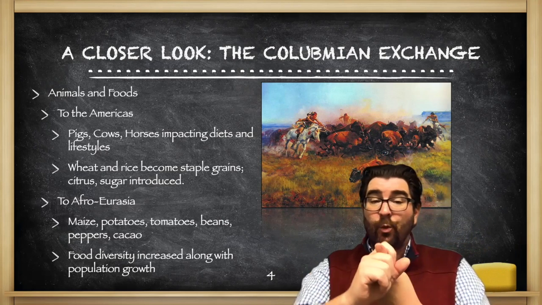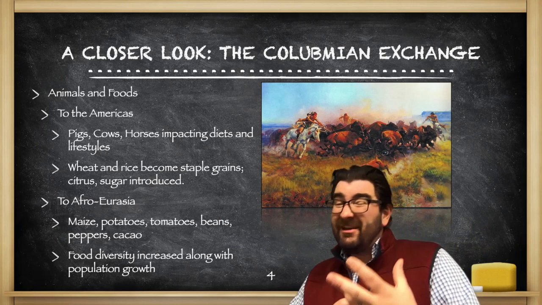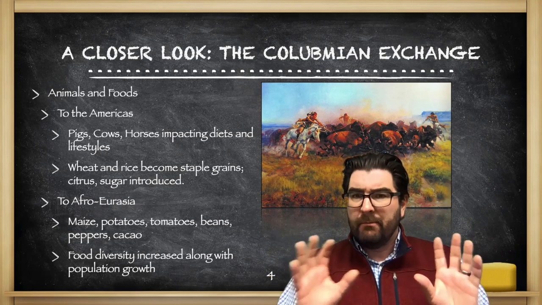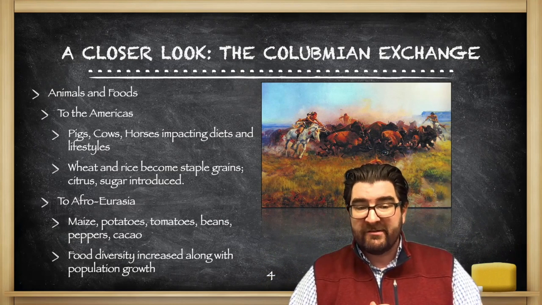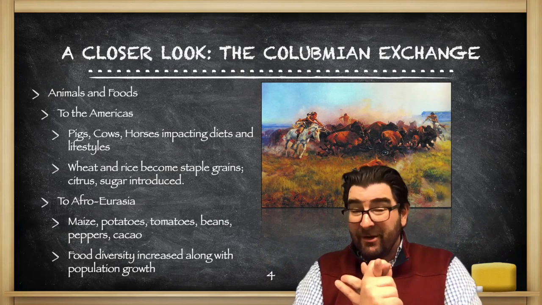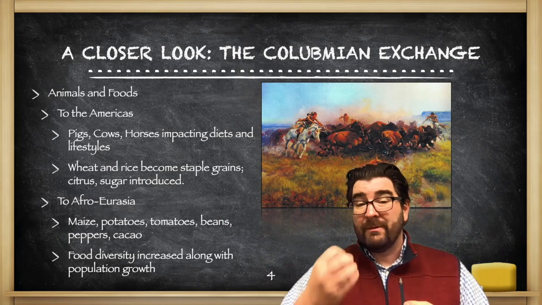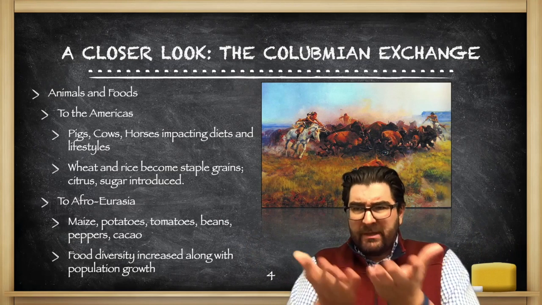Staple crops like wheat and rice will enter into the Americas. Citrus and sugar, which is going to become the big daddy cash crop of them all, are introduced into the Americas. To Afro-Eurasia, maize, corn, potatoes, each of those contributing to population growth. Tomatoes, think of a pizza or spaghetti.